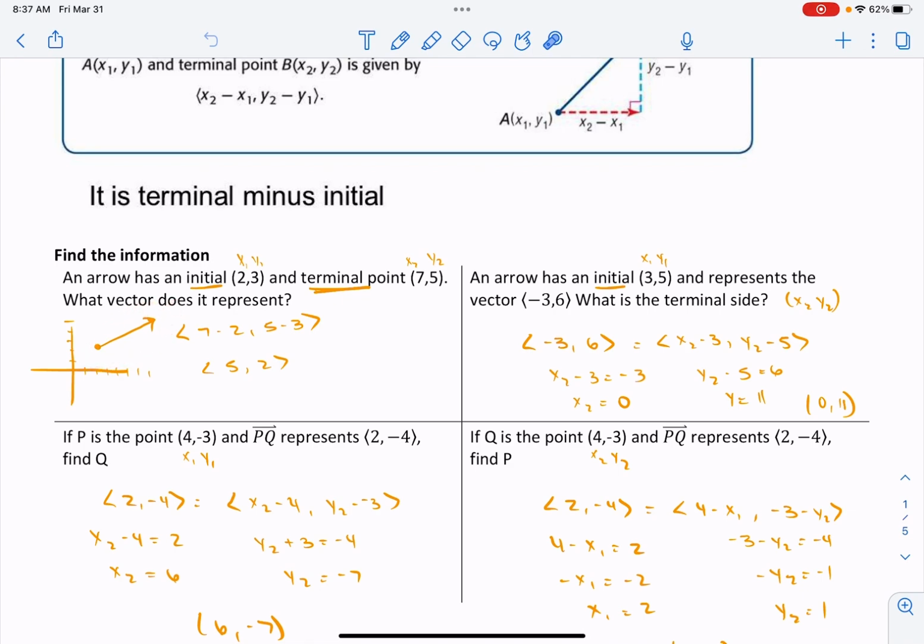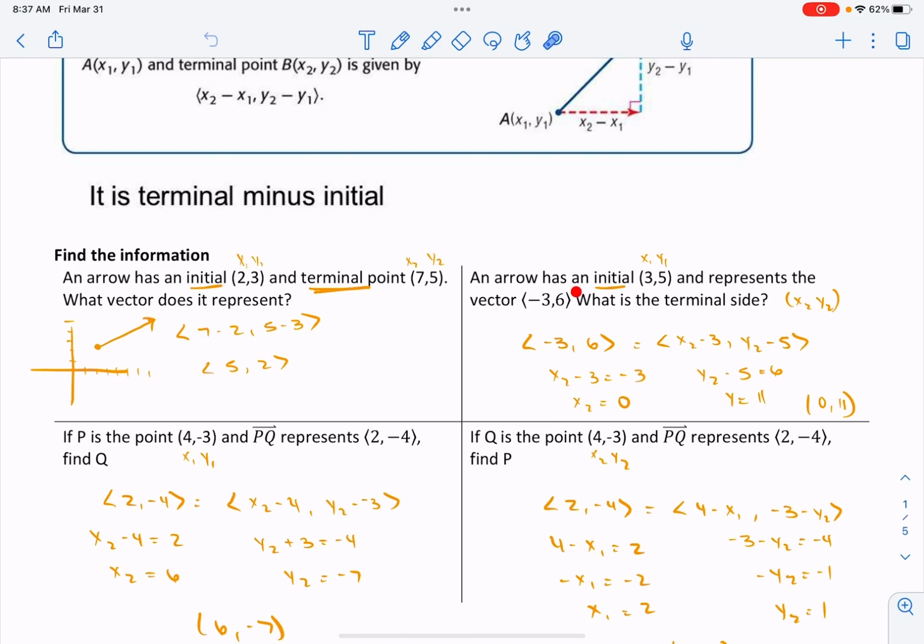So here they're just asking for the component form. So remember, head minus tail. So the terminal side minus the initial. So 7 minus 2, 5 minus 3, and you get <5, 2>. Make sure that it's in vector form.